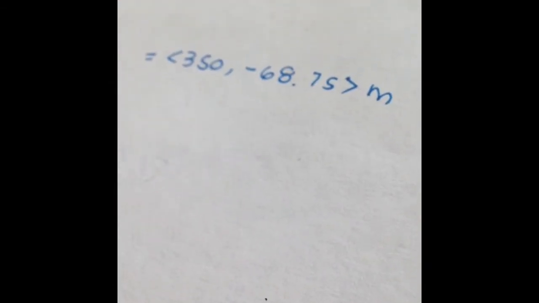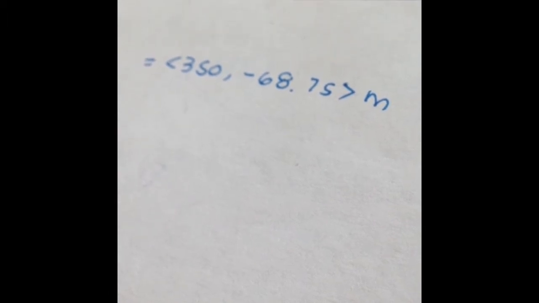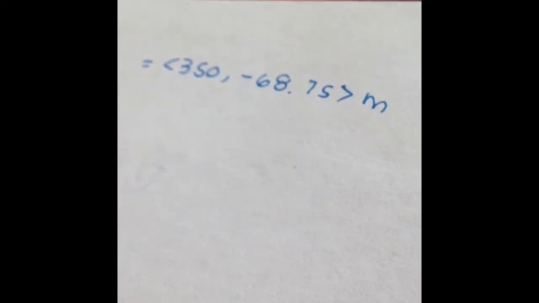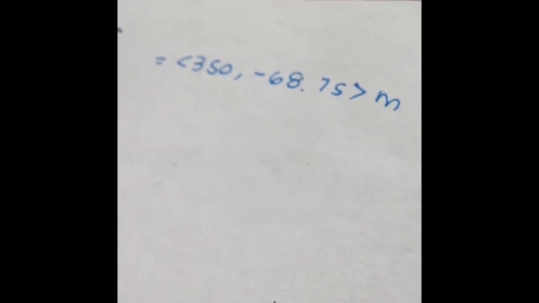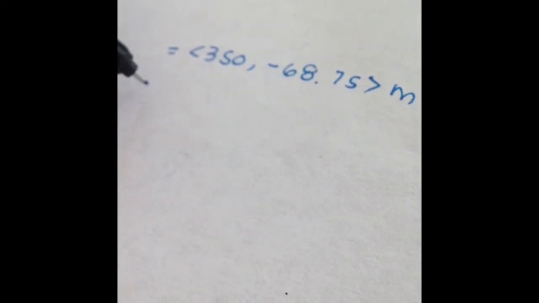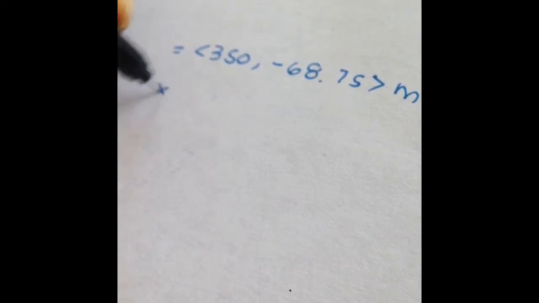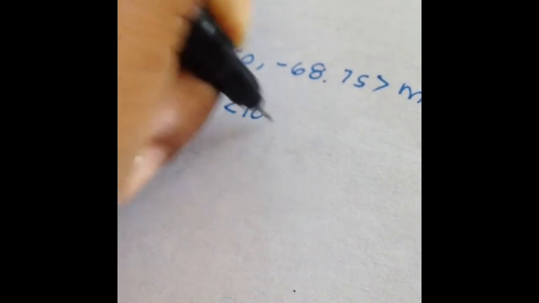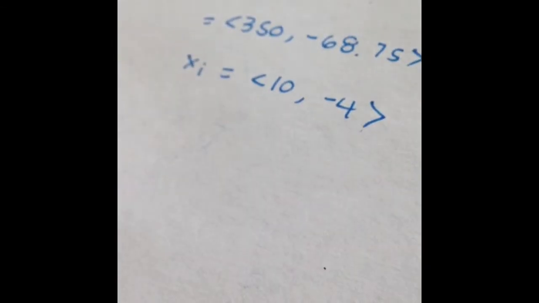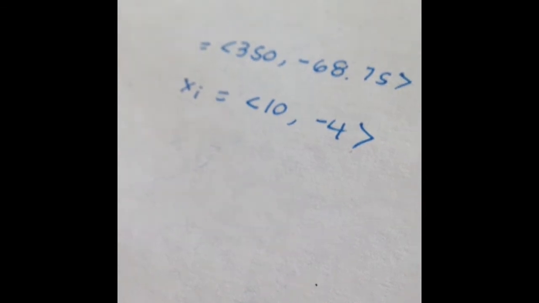So when you do multiply and add that all out, you're going to get equal to 350 negative 68.75 meters. But that's actually going to be your change in x, and we're actually trying to find the final position. So you know that your initial x, or your initial distance position, is going to be 10 comma negative 4, because you know that's in relation to the rock which we drew somewhere back over there.